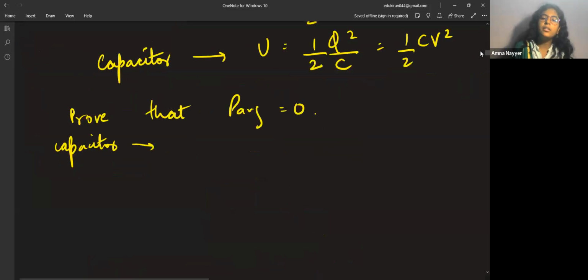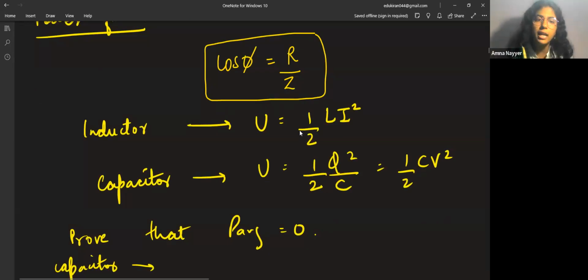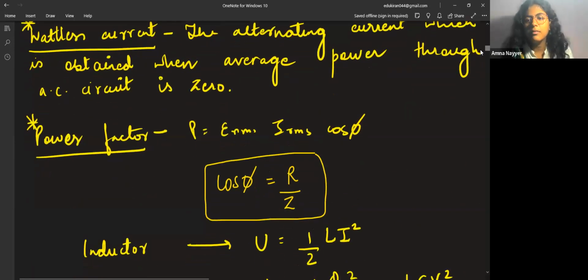So when we are talking about an inductor, the formula of energy is half L i square. And when we are talking about the energy across a capacitor, that is half Q square by C, or half CV square. Now, there is a question where we have to prove wattless current, prove that average power is 0. That I'll discuss later. But just note down all these points, then I'll discuss, because that's a derivation which comes.